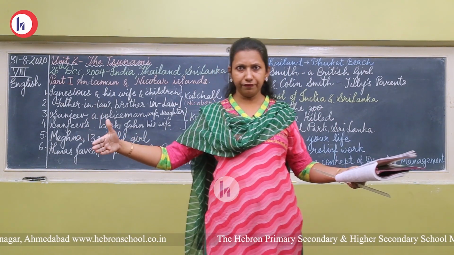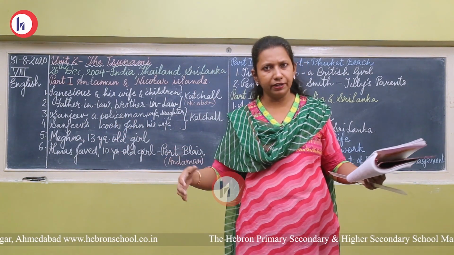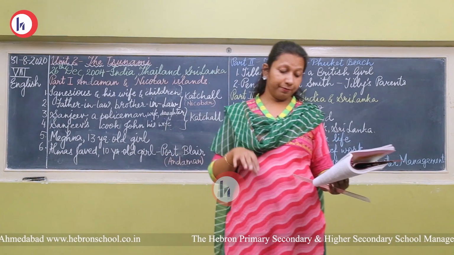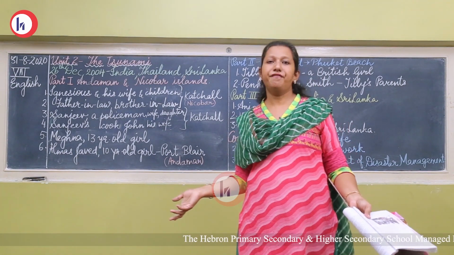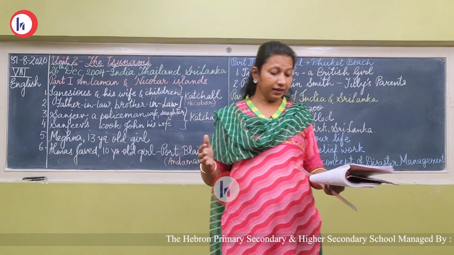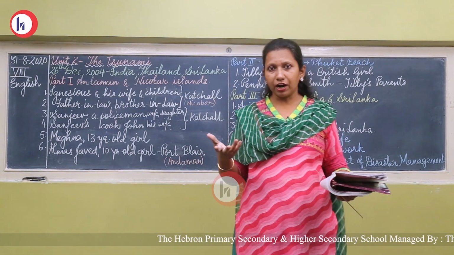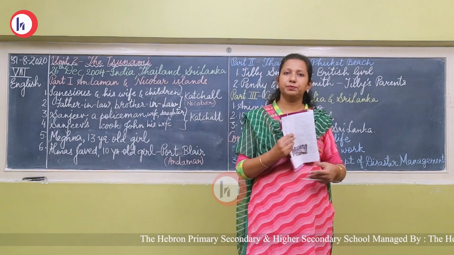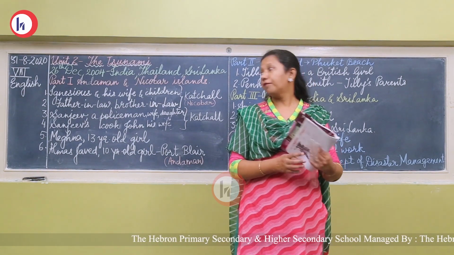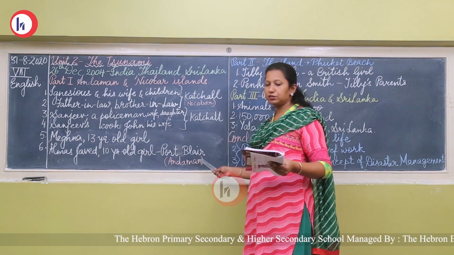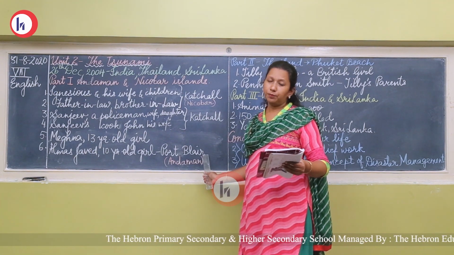A log is a piece of wood. When there is a piece of wood, you call it a log. So Alma saw a log of wood, and she climbed on it, and then she fainted. Fainted means she became unconscious; she lost her senses. And when she woke up, that means when she came to her senses, she found herself in a hospital in Kamorta. From there she was brought back to Port Blair.